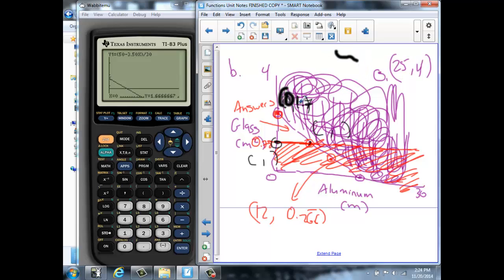So this would be at 0, 1.666. That is one of your vertices right here. Okay. Where's this vertex right here going to be at? Anybody know? 0 and 0.7. Good. Yeah, 0 and 0.78. Basically, this means that you could have bought no aluminum and just bought glass for the table.